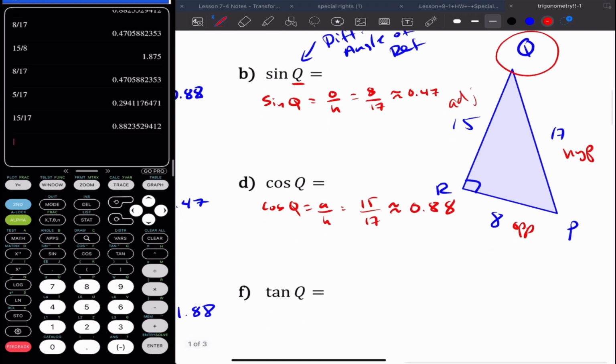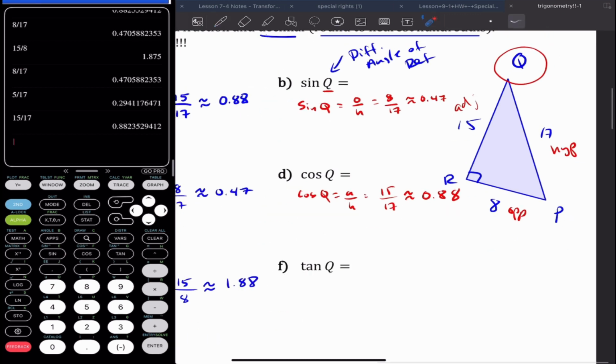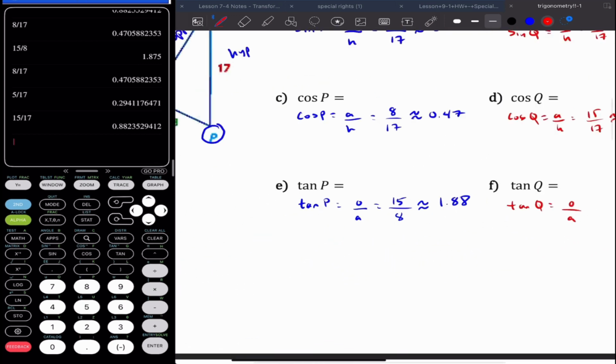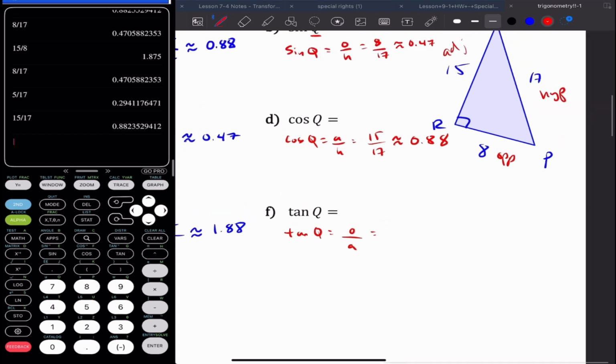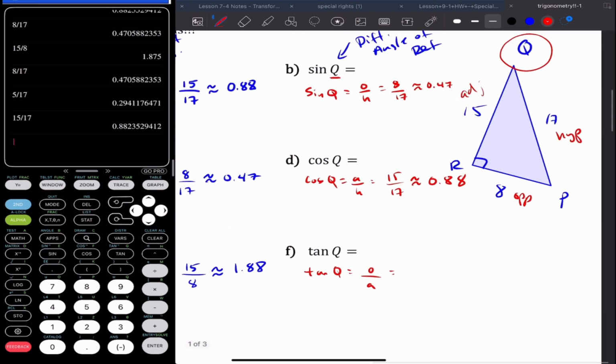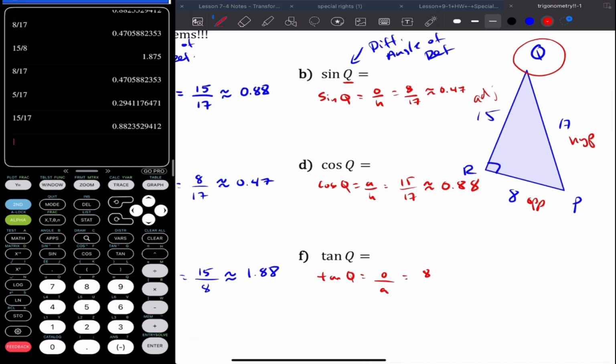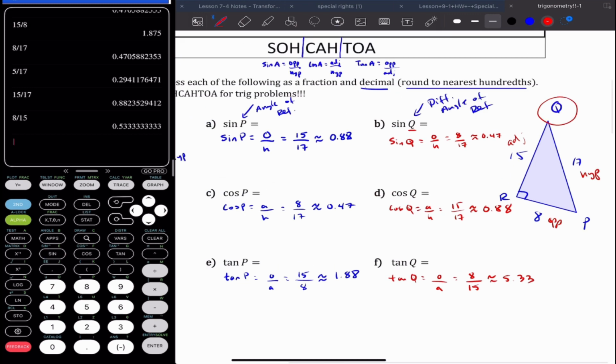And then lastly, tangent of Q. Tangent of Q is opposite over adjacent. The opposite side for this scenario is 8, and your adjacent side is 15. So you have 8 divided by 15, that is 5.33. There you go.